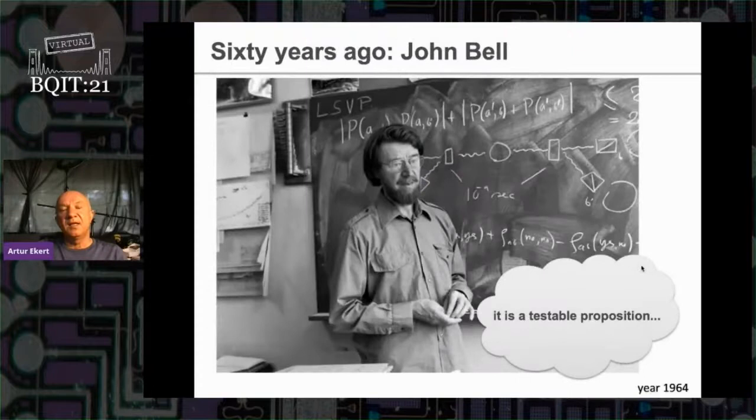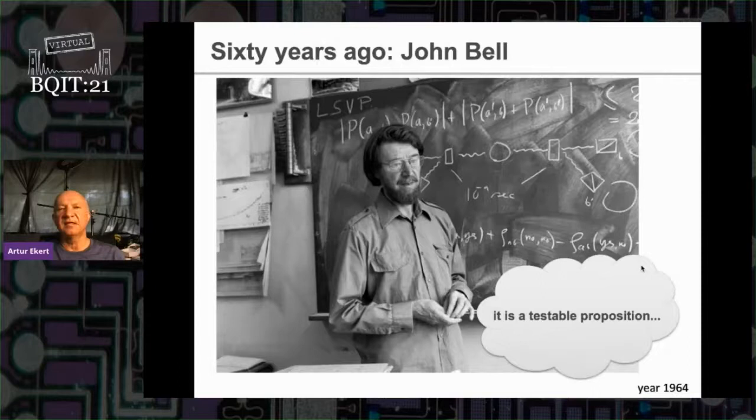Einstein had this sense that there is an issue with the existence of the element of reality in some situations. And then John Bell, so we are moving from 1935 to 1964, about 30 years later, comes along and says it's actually not such a philosophical thing. It is actually a testable proposition, those elements of physical reality.